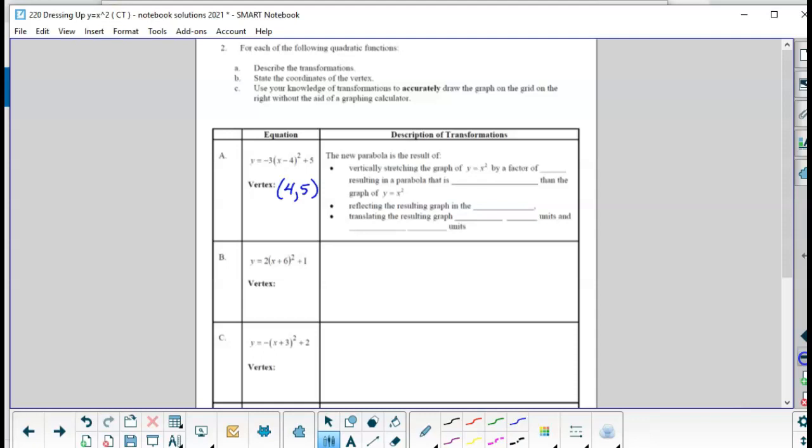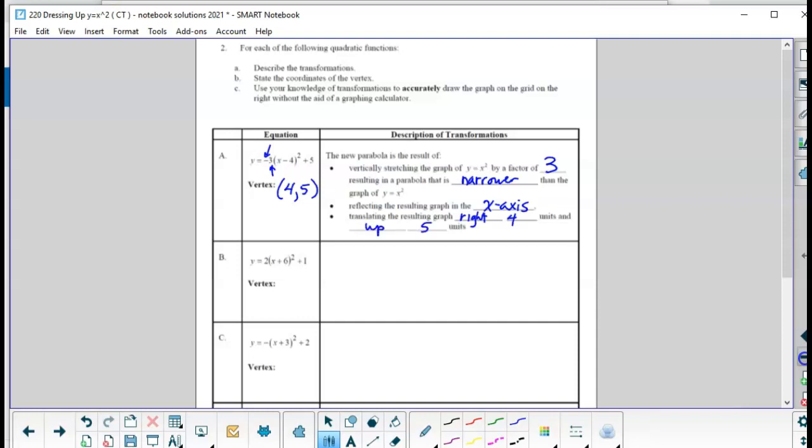So the new parabola is the result of vertically stretching by a factor of, so the coefficient there, you always take the positive, 3, resulting in a parabola that's going to be narrower than the original. Reflecting, that negative means you're going to reflect in the x-axis. And then you're going to translate the graph right 4 units and up 5 units.